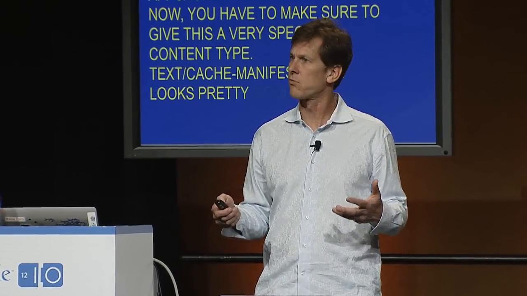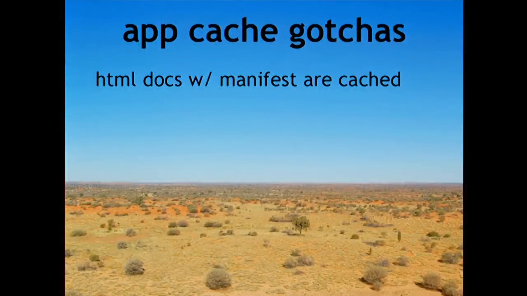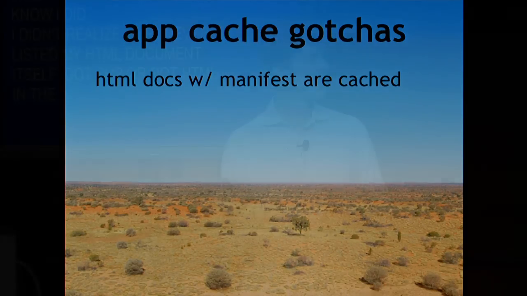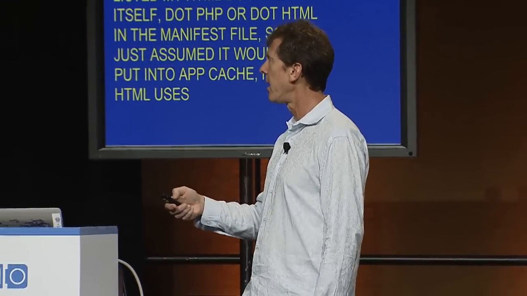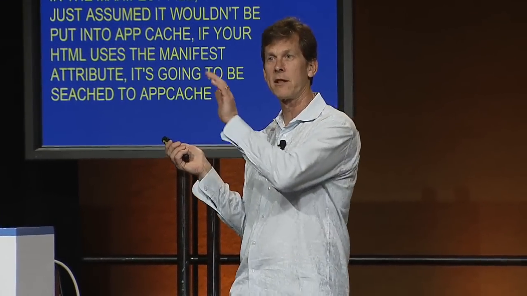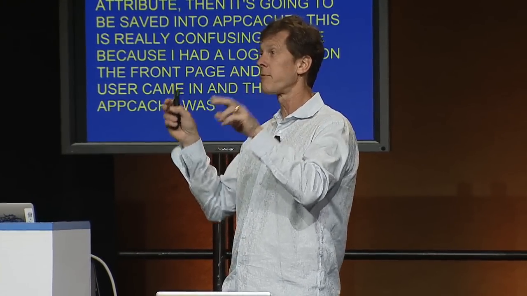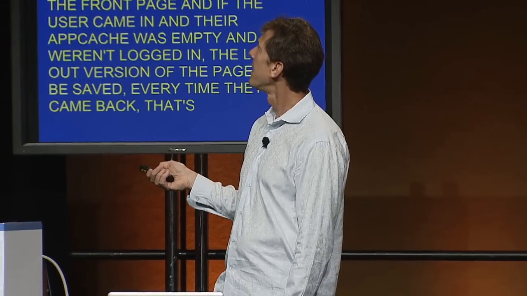So it looks pretty good. It turns out that actually it's really, really hard and complicated to work with. So here are some of the gotchas that you'll probably run into. I know I did. I never listed my HTML document itself, .php or .html, in the manifest file. So I just assumed it wouldn't be put into app cache. But if your HTML document uses the manifest attribute, then it's going to be saved into app cache. This was really confusing for me because I had a login box on the front page. And if the user came in and their app cache was empty and they weren't logged in, the logged out version of the page would be saved every time they came back. That's what they would see even after logging in. So that's a little confusing.